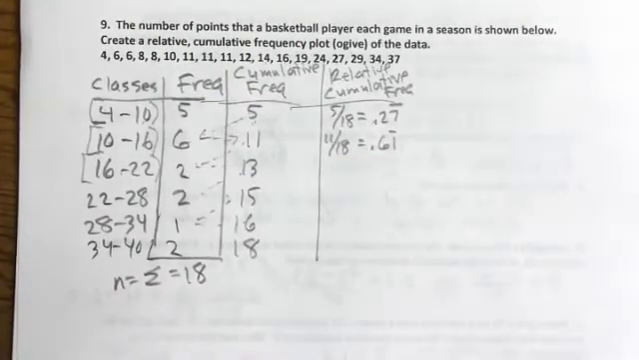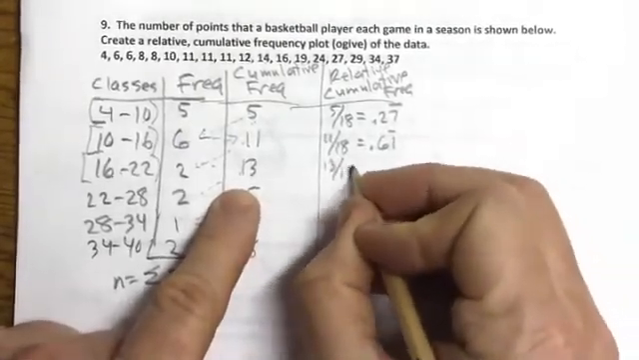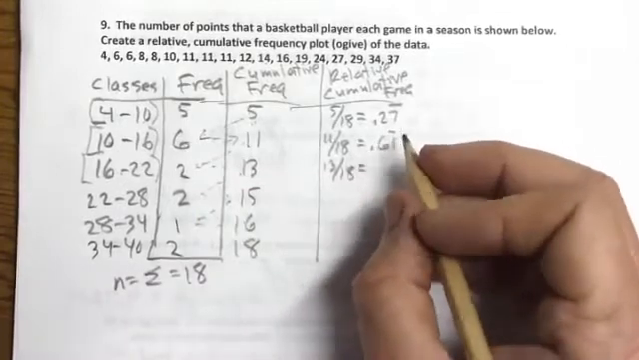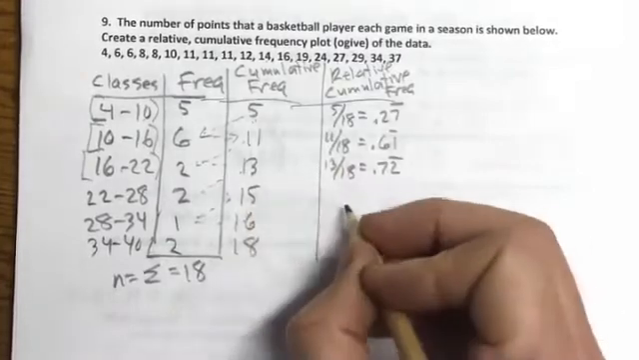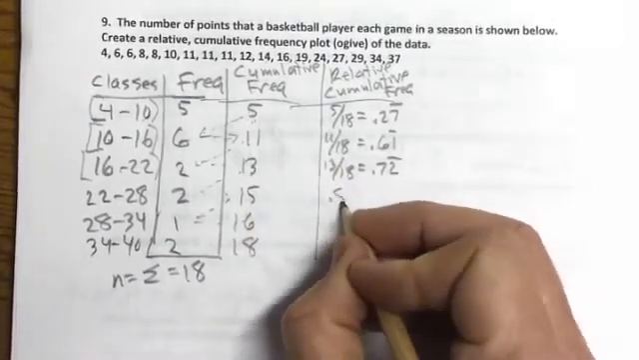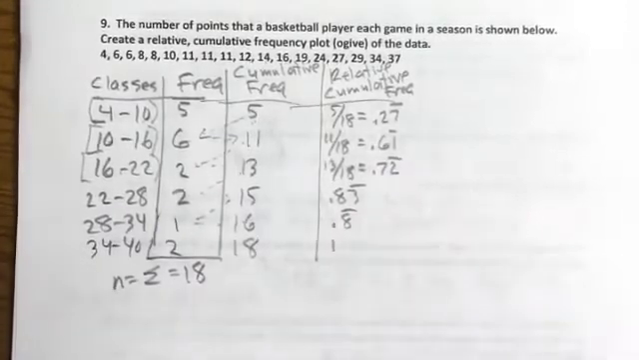Well, what concept is that we talked about earlier in this video? It's percentile. So then we have 13 divided by 18, and so that is equal to 0.72 repeating. And then 15 divided by 18 is, I believe, 0.83 repeating. 16 divided by 18 is 0.88 repeating, and then you always end up with 1.